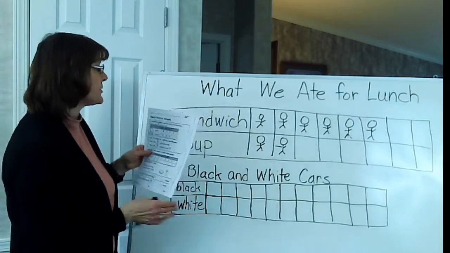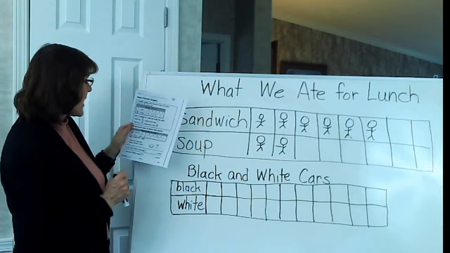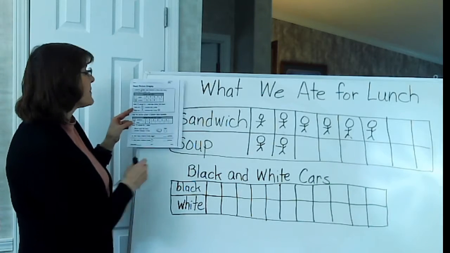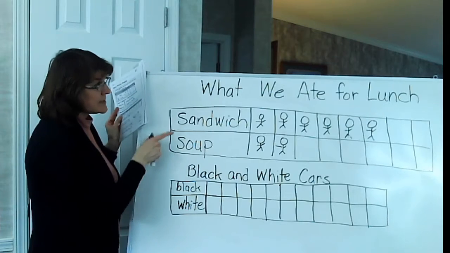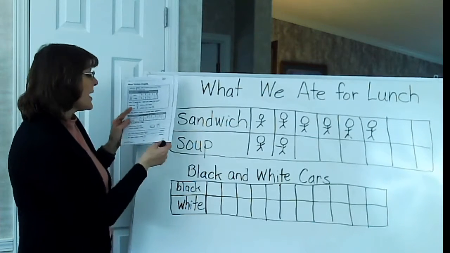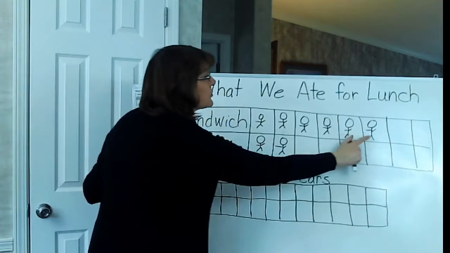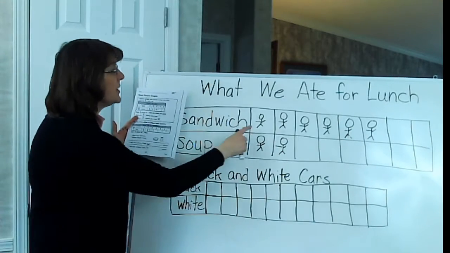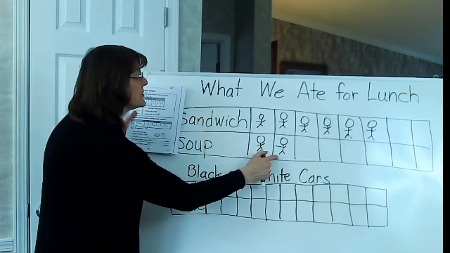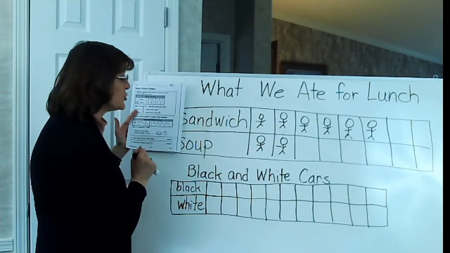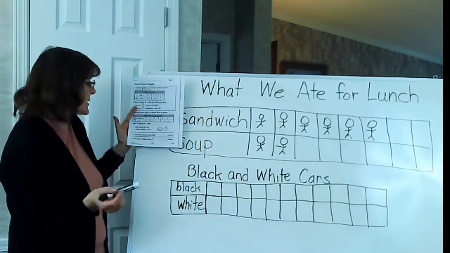I've put up on the top of the board here the second picture graph. And this one was about what we ate for lunch. And some kids chose sandwiches and some kids chose soup. And you can see I've drawn the picture graph to match yours going across using little stick figures for the sandwiches and little stick figures for those who chose soup. Now we can answer the questions together.